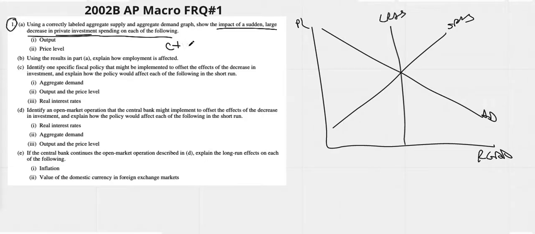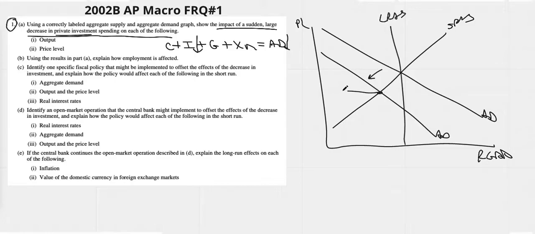So at C plus I plus G plus XN, which is aggregate demand, investment goes down, which implies aggregate demand has to go down. Leftward shift of aggregate demand. PL1, Y1, YF. We can see that output has gone down. We can also see that the price level has gone down. We'll call that PL. All right, output goes down, price level goes down.